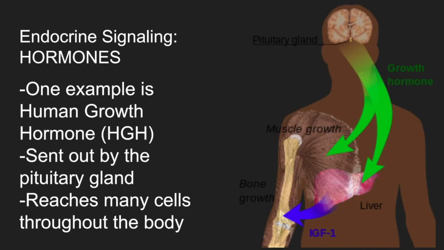An example is the hormone called human growth hormone, or HGH, and this is produced in the brain in the pituitary gland, specifically the anterior pituitary gland, and it travels all the way through the bloodstream to the muscles, to the bone and the liver and cartilage, and by binding to all these cells, it stimulates them to divide, leading to overall growth in the body.